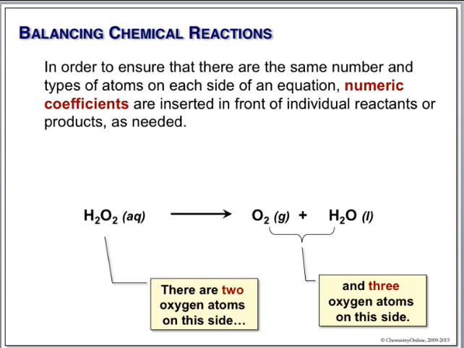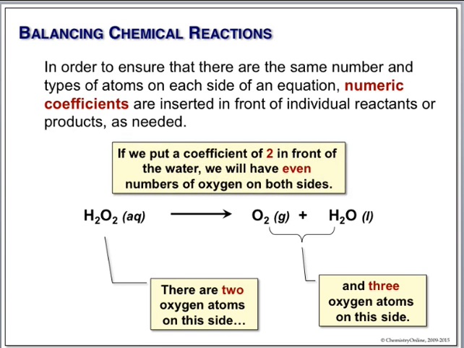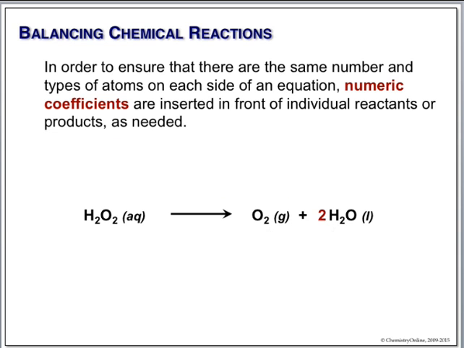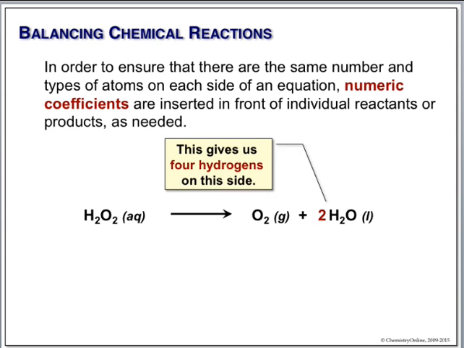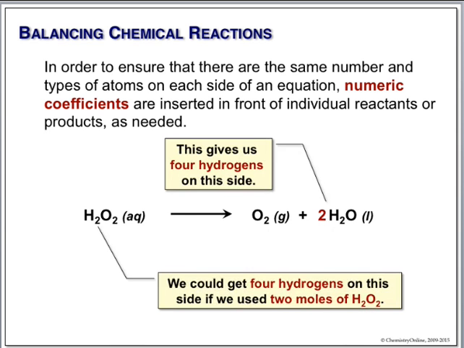Well, oxygen gas is going to come as pairs. Water only has 1 oxygen, though. We could make this side even if we simply stuck a 2 in front of our waters. Now we have an even set of oxygens on both sides. However, by doing this, we now have 4 hydrogens on this side and only 2 on this side. We can fix that simply by sticking a coefficient here in front of our peroxide.